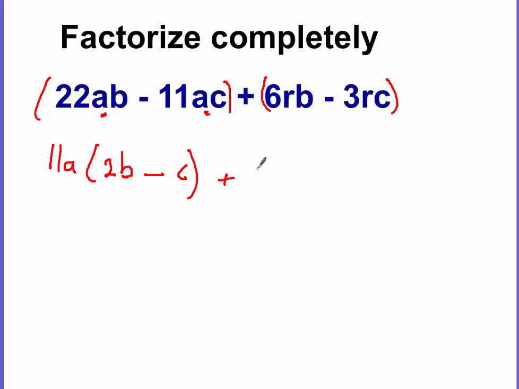6 and 3, the highest common factor is 3. R is here, so you can have the common factor as r. Bracket, what other factor times 3 will give us 6, that is 2. Then this is our b, minus the 3 is out, r is out, left with c.